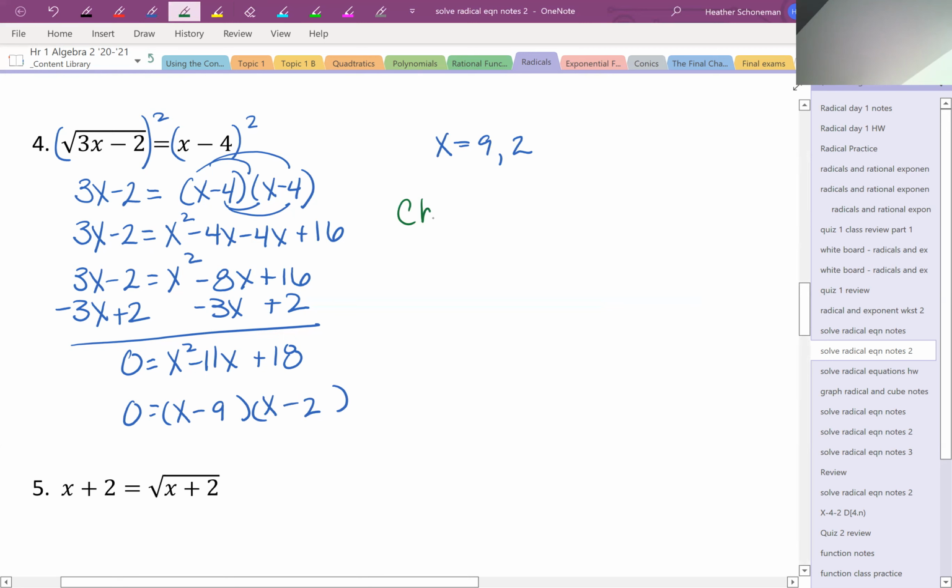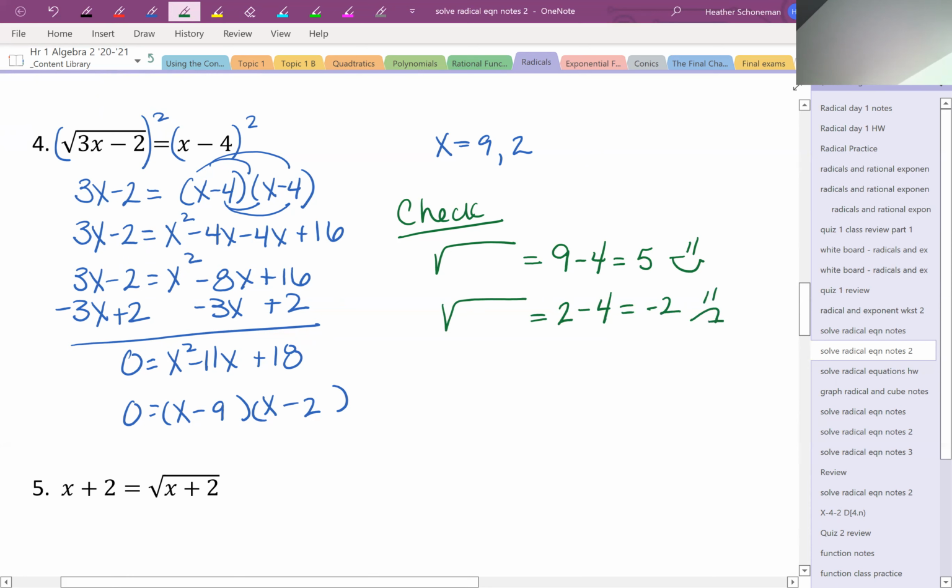Now, you're not going to have to write out this much work each time to check it, but I want you to have a mental picture of what you're looking at because I think this will help some of you. We're not worried about checking the square root part, but the square root can't equal a negative. So if I plug in 9 for x, I have 9 minus 4, which is 5. That's positive. That's good. If I check the other one, I put in a 2 for x. I have 2 minus 4, which gives me -2. A radical for these problems can't equal a negative, so it doesn't work.